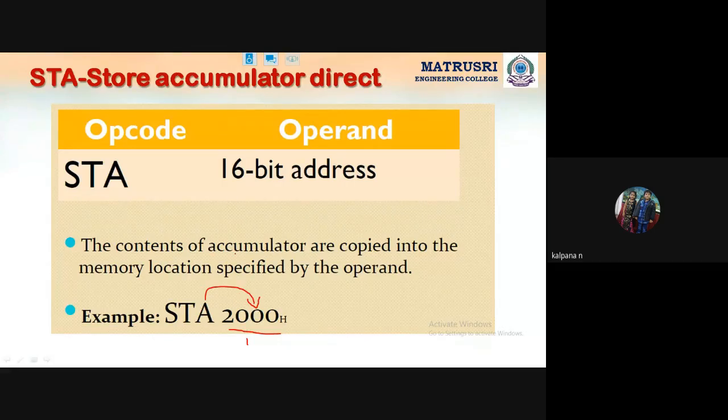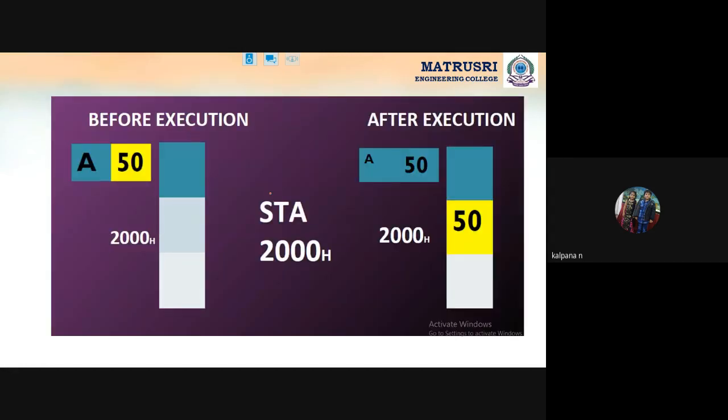The contents of the accumulator are copied into the memory location specified by the operand. Here in place of the 16-bit address we have mentioned 2000. Consider 2050: the data present in the accumulator is moved into the 2050 address location. So this is the example of STA 2000H.